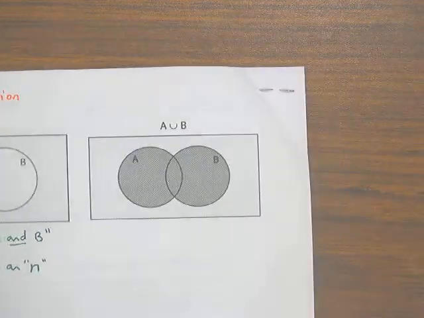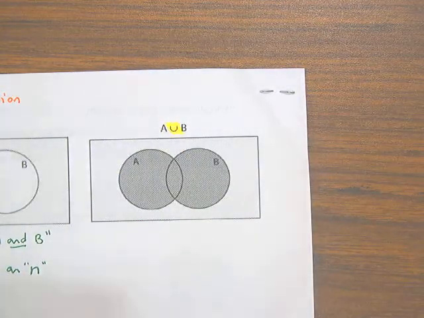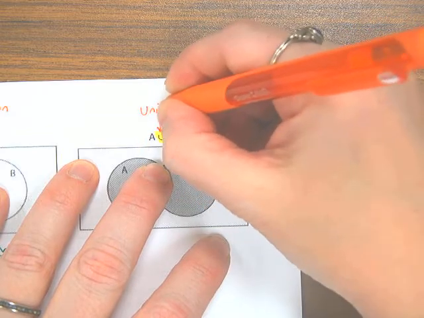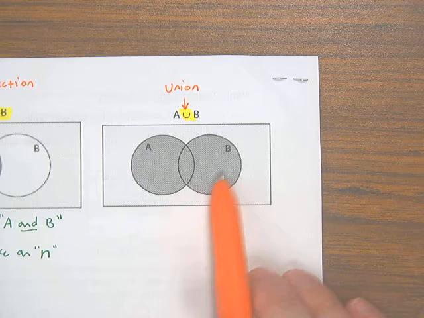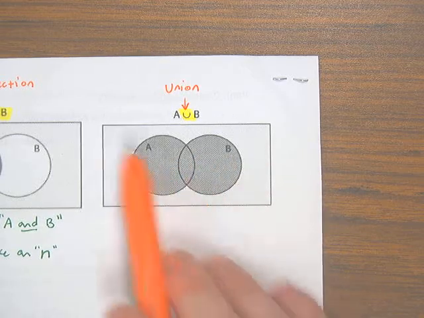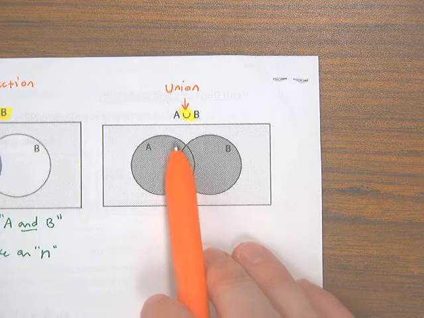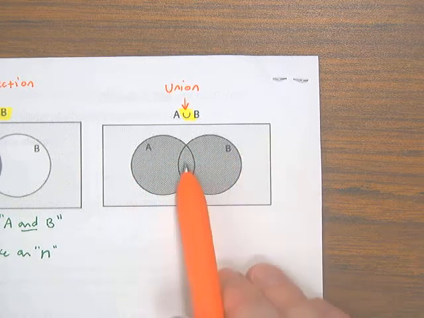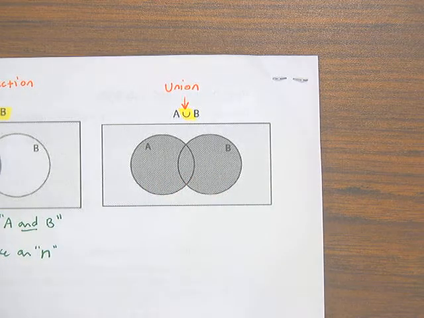Okay, moving on. A lot of you know what this symbol is. It's the union symbol. It looks like a U. So that's going to be helpful. Notice the shaded region is all of it, except for the rectangle part. It's anybody who is in A, or anybody who's in B, or anybody who's in both. It's everybody. It's the union.